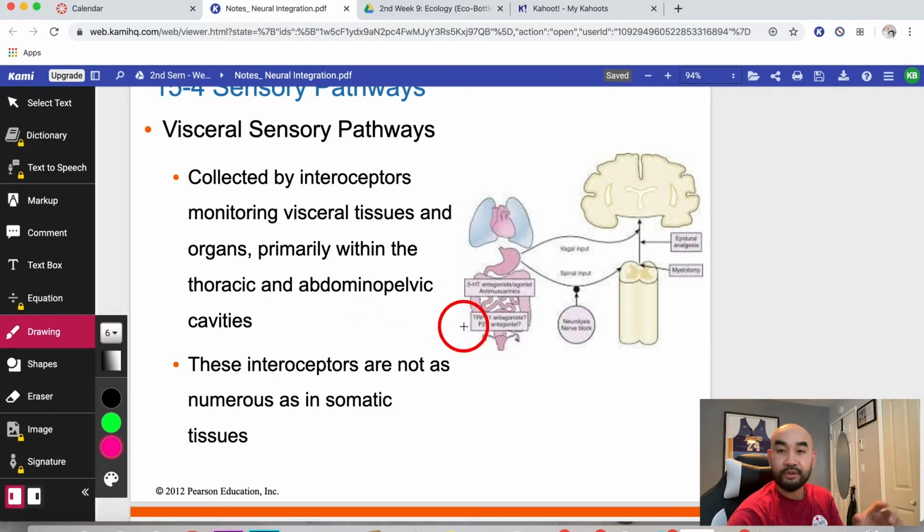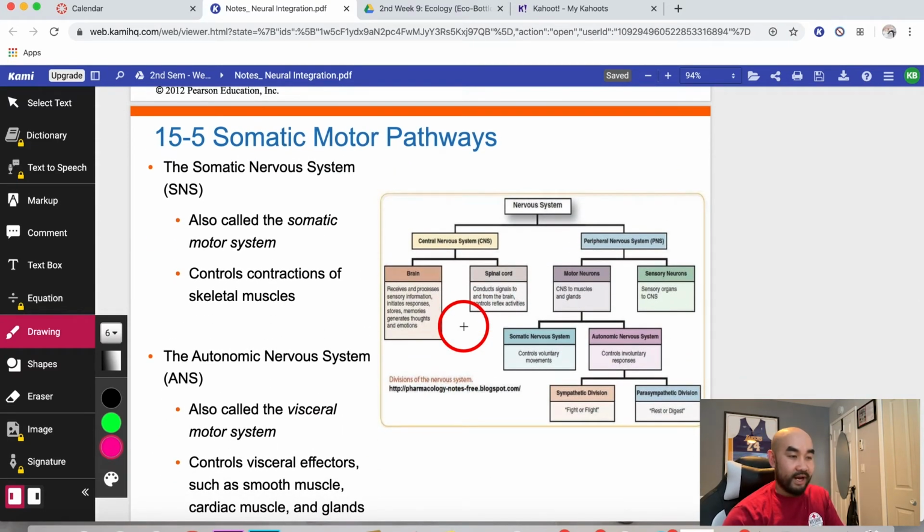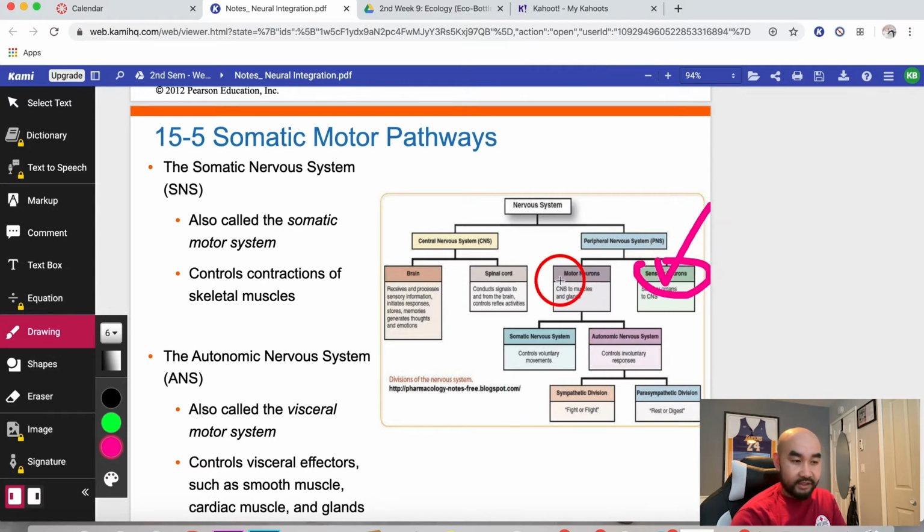And it's very simple, not as much as somatic. Again, somatic is more skin and muscle. All right, let's review again our somatic motor pathway because we talked about sensory, right? Sense. And now somatic. Somatic has to do with your motor, right? So we just finished sensory, check, done. Now we focus on motor and we're gonna talk about somatic first.